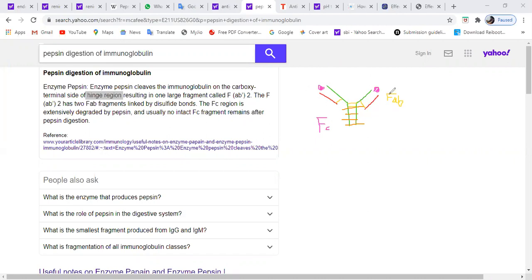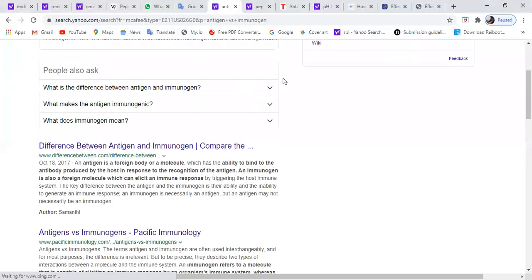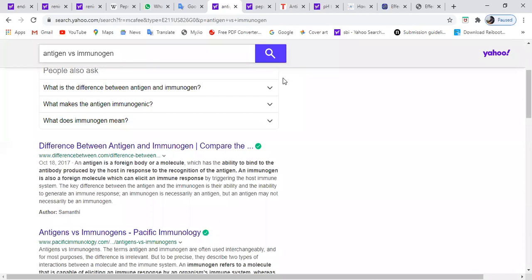This is a big fragment, and it is called FAB2 dash, F(ab')2. So this fragment will be recovered, and these FC fragments are lost. So this is given. Okay, hope this is clear. And if you are not able to understand, you can get it from page number 517 in your book.